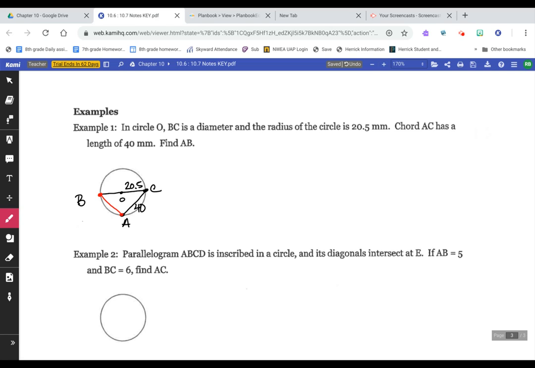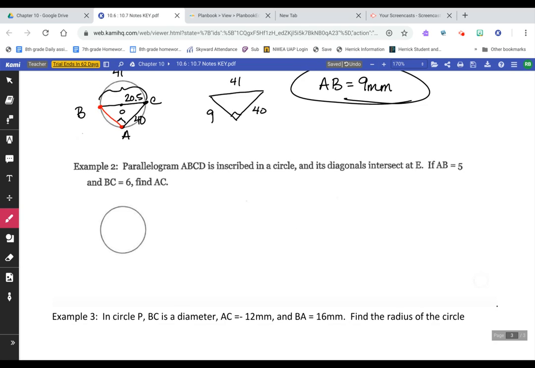Okay, well, since BC is the diameter, we have an angle inside of a semicircle, which makes this 90. So if I remove this 90-degree triangle, I have a side that's 40, and this is 20.5. The whole diameter, which is the hypotenuse, would be twice that, which would be 41. Therefore, we actually have one of the families. We have a 9, 40, 41. So AB is equal to 9 millimeters.